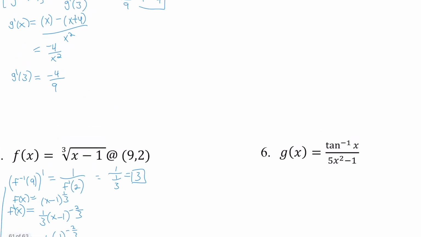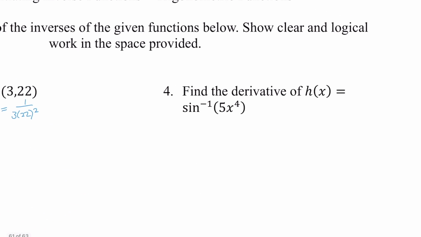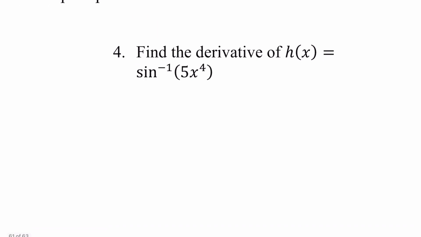For the next one, it says find the derivative of h of x equals sine inverse of 5x to the power of 4. Sine actually has a given inverse formula that you can use. Before we start, I'm going to write out the formula. For y equals sine inverse of x, y prime is equal to 1 over square root of 1 minus x squared.